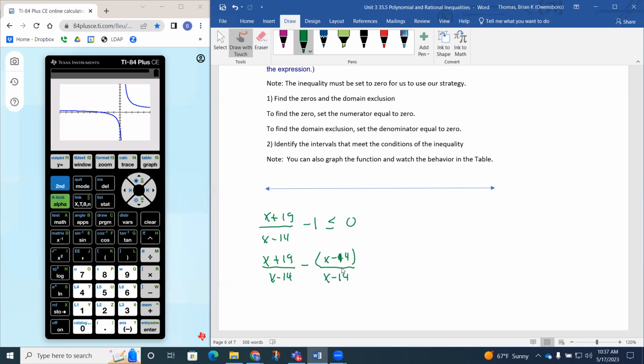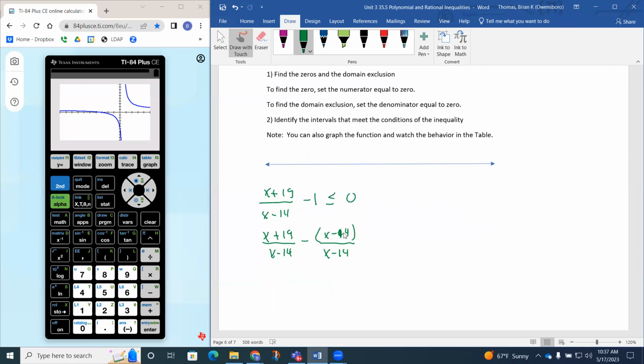Now, the reason I put the numerator in parentheses is to remind me that this whole numerator has got to be subtracted. But notice how x minus 14 over x minus 14 does represent 1. Since we do have a common denominator, we can combine the numerators. So I have this x plus 19. The subtraction sign is going to go through, making that a negative x, and then the negative 14 turns into a positive 14. And this is going to be over x minus 14, less than or equal to 0.